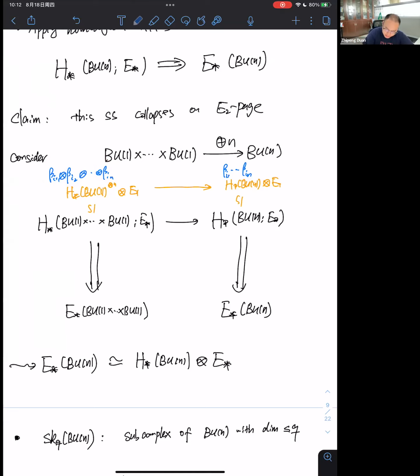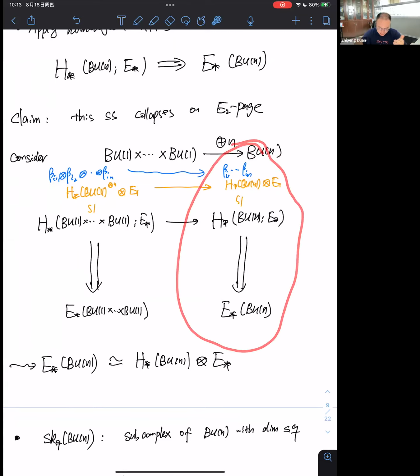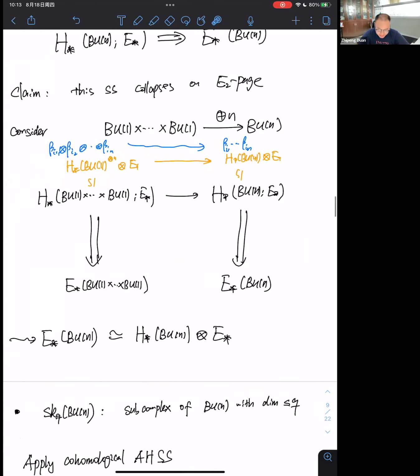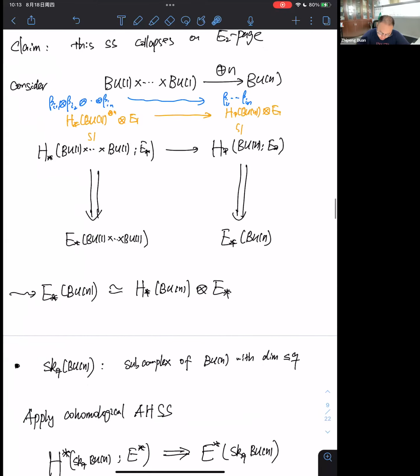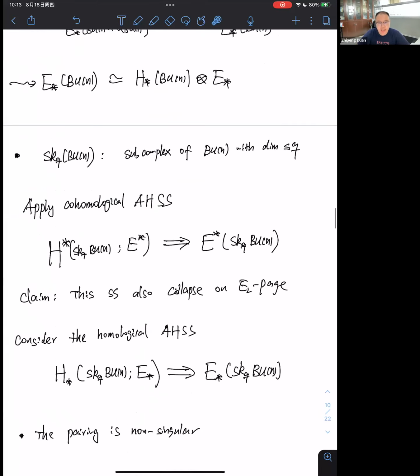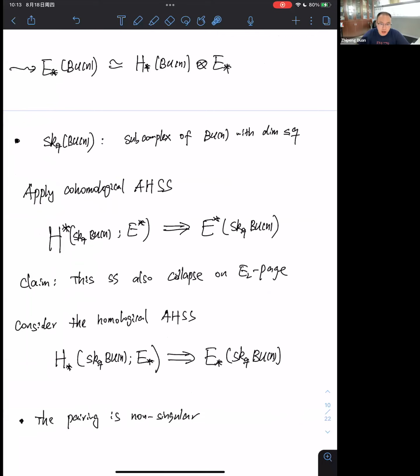Then this naturality forces the generators here, these monomials, to also be permanent cycles. So it just proves this spectral sequence collapses at the E2 page. Because this spectral sequence collapses at the E2 page, the generalized homology of BUN is isomorphic to the homology of BUN tensor with the coefficient E star. In other words, it's a free E star module on those monomials.